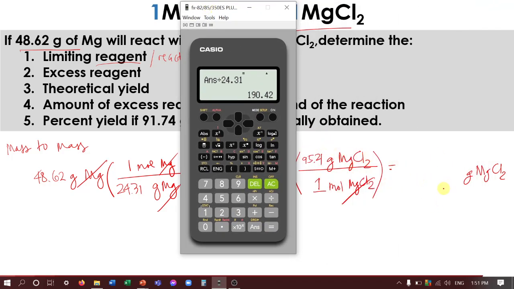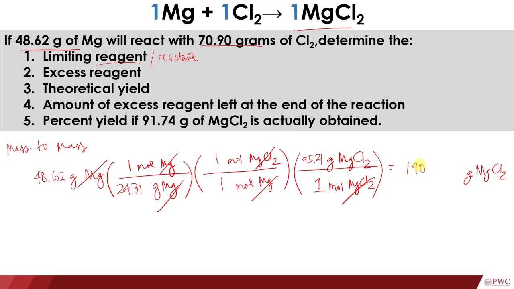190.42. We have 4 significant figures here, so let's round this to 4 significant figures: 190.4. So we have 48.62 grams of magnesium can potentially produce 190.4 grams of MgCl2. This is the expected amount of the product formed if all of this will be used in the reaction. But let's see the other reactant.